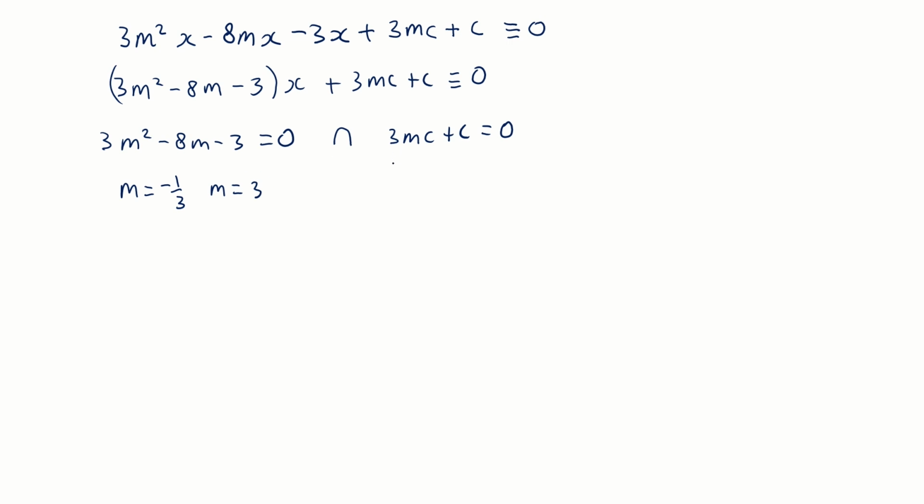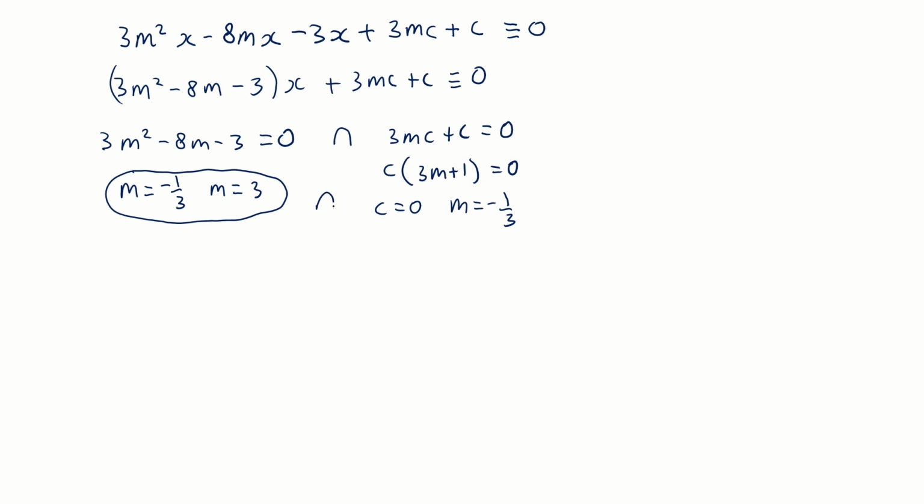And then for the other thing, well, we can factorize that, and if we do, we end up with c equals 0 or m equals minus 1/3 again. Which is interesting because now we've got to do what we did before of considering these things in combination with these things. So there's again 4 combinations I need to consider.